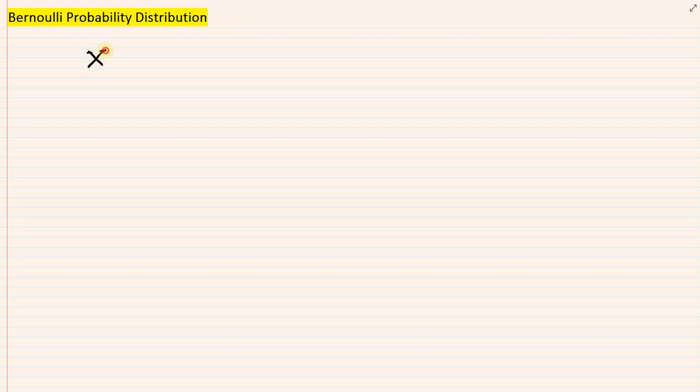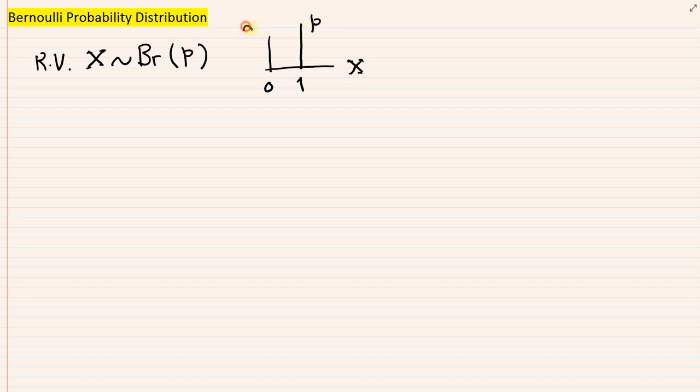If I assume that random variable X follows a Bernoulli distribution, I'm going to write BR for Bernoulli with parameter P. The probability distribution is easily written. These are the possible values of random variable X. The probability of success in a Bernoulli trial is P. The probability of failure is going to be Q. Here, Q is 1 minus P. Okay, so for this one, let's begin by finding the moment generating function.